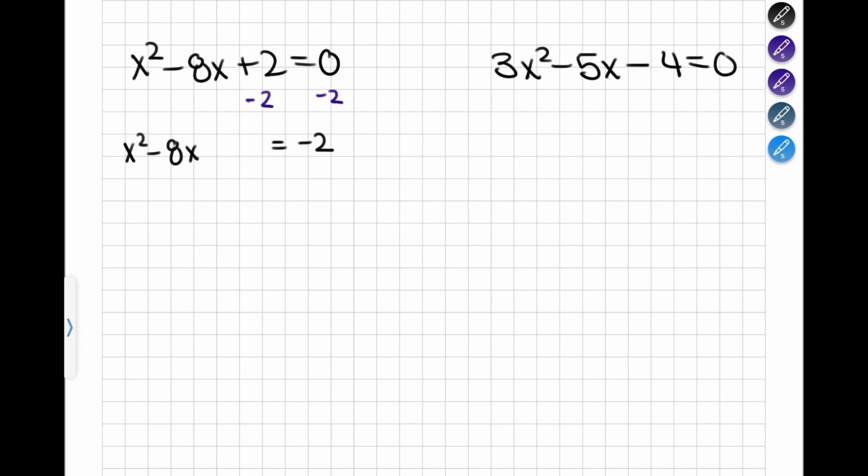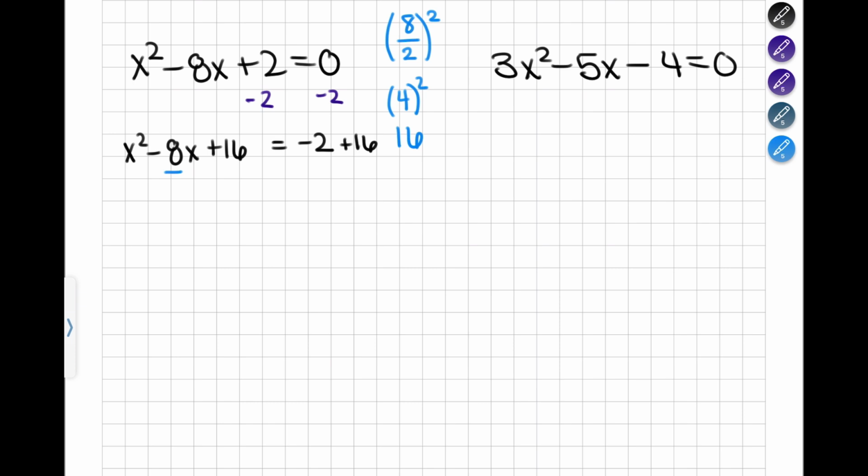To complete the square, I look at the number in front of the x. It's an 8. I divide it by 2, and then I square it. 8 divided by 2 is 4, and 4 squared is 16. So now I'm going to add 16, and I have to do that to both sides to keep the equation balanced.